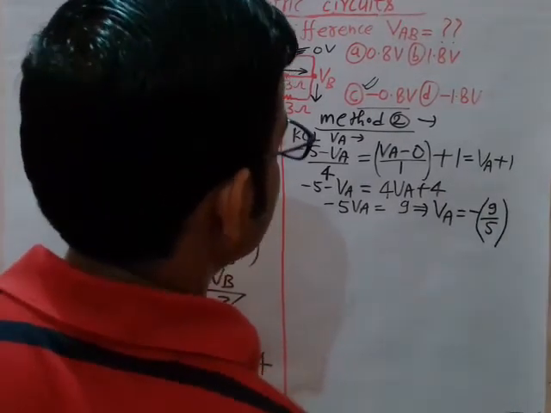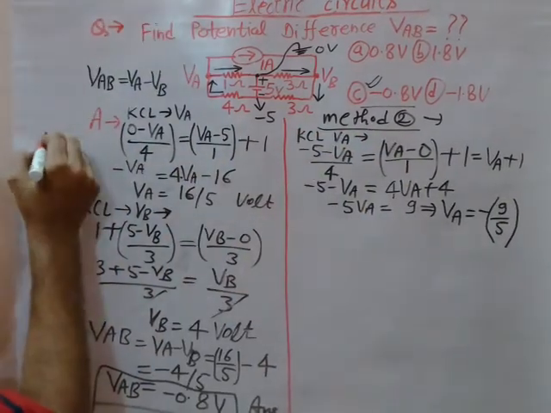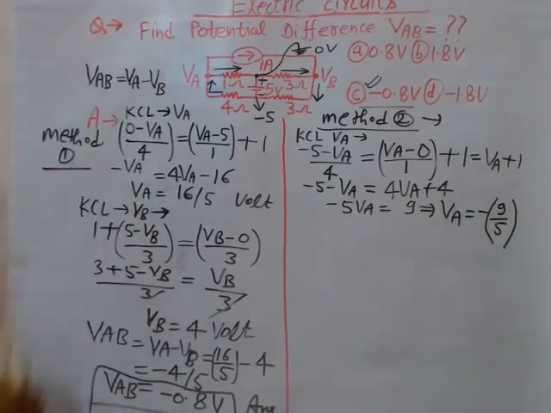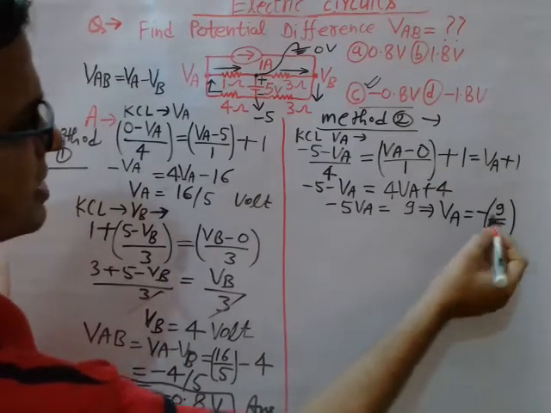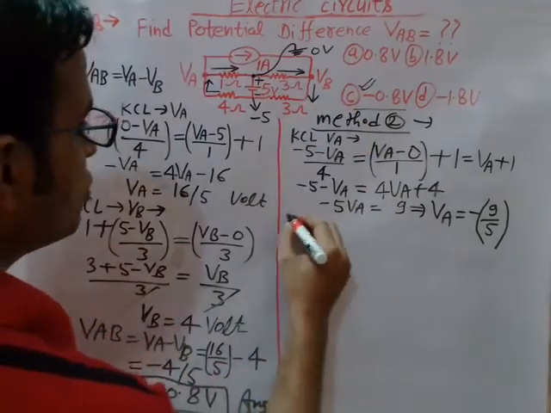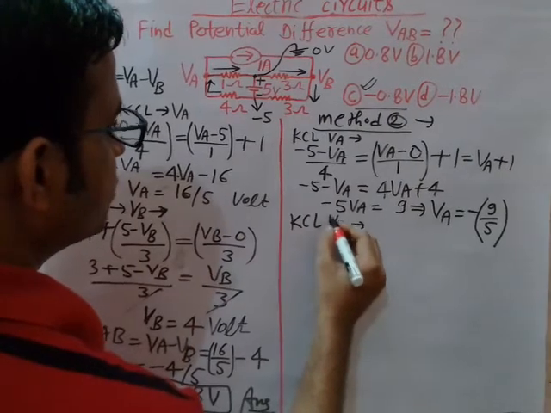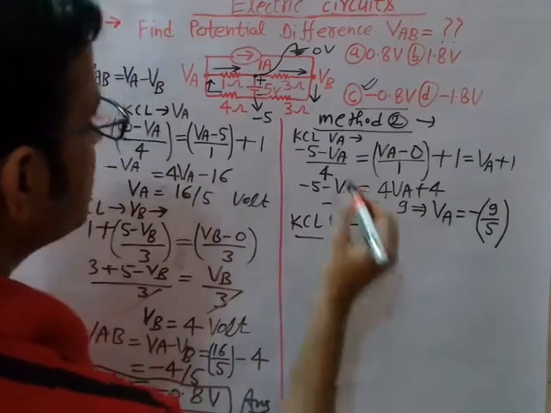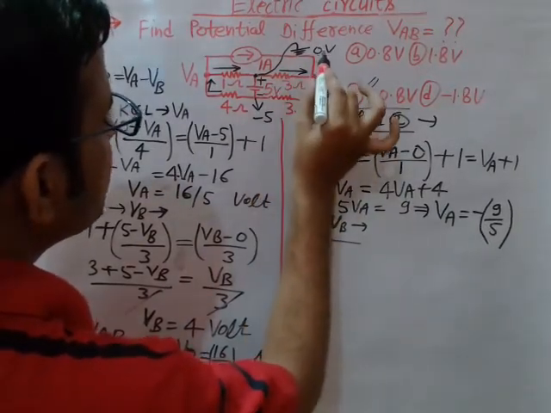So you understand the difference now between the earlier method and this method. This is, suppose, method number 1 that you have already solved, right? So VA in this case is coming minus 9 by 5. Now apply KCL at this node VB. When you write KCL at this node VB, how to write? So this current is incoming, this is outgoing.